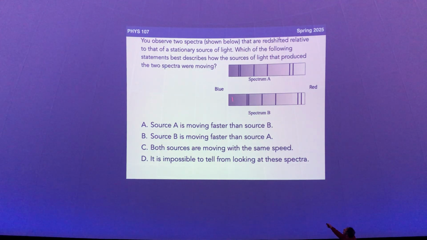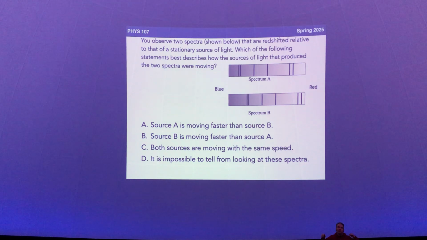Spectrum A, spectrum B. This side is blue, that side is red. Which of the following statements describes the sources of light that produced the two spectra we're viewing? Source A is moving faster than source B. Source B is moving faster than source A. Both sources are moving at the same speed. It is impossible to tell looking at these spectra. You observe two spectra, shown below, that are redshifted relative to a stationary source of light. Which of the following statements describes the sources of light that produce the two spectra?